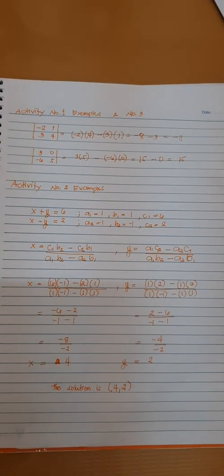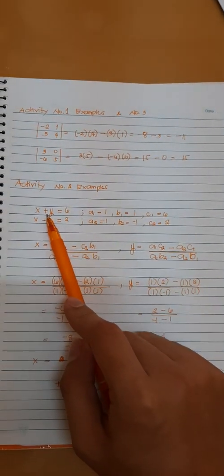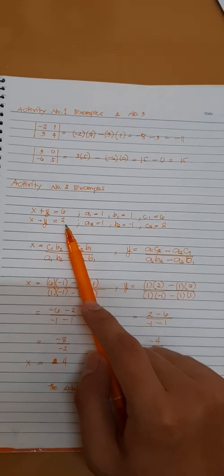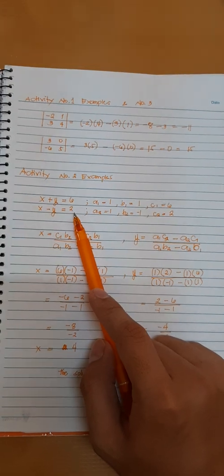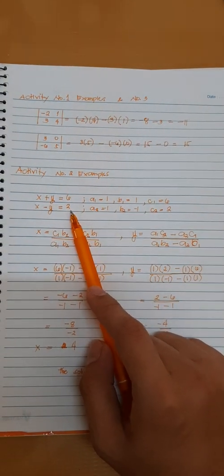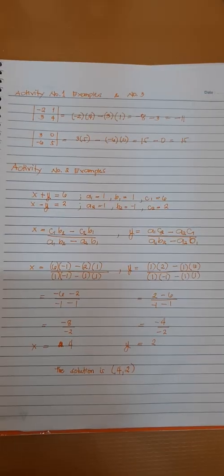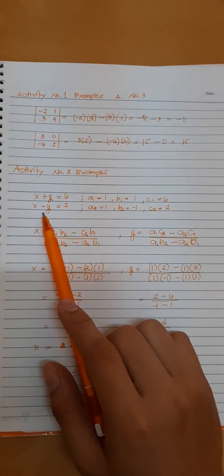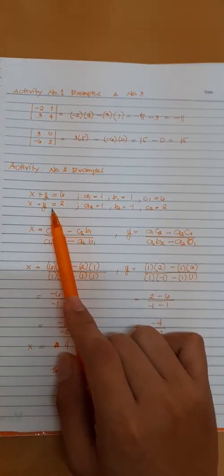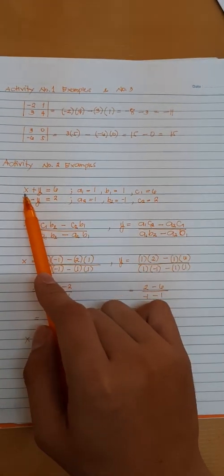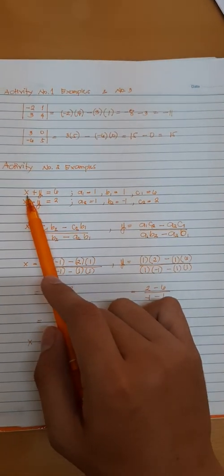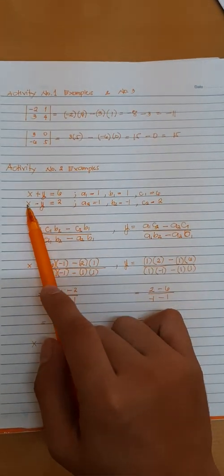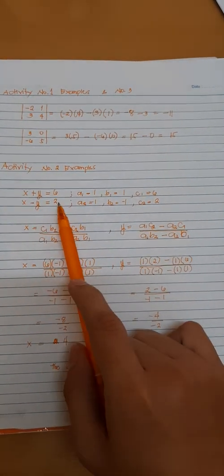And also for activity number 2, we have here x plus y equals 6 and x minus y equals 2. All we need to do is just identify the values of a, b, and c. So for the first equation, we will assign the values of sub 1s. And for the second equation, we will assign the values of sub 2s. So we have a sub 1, b sub 1, and c sub 1. A sub 2, b sub 2, and c sub 2.